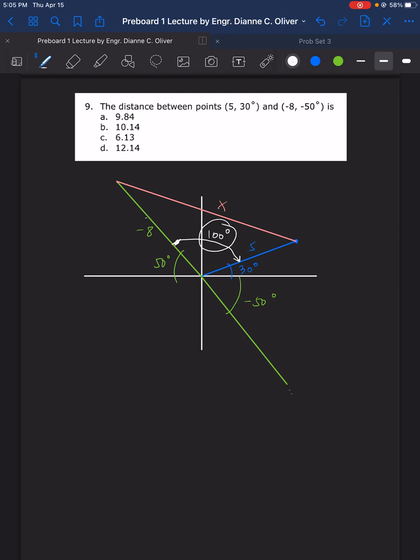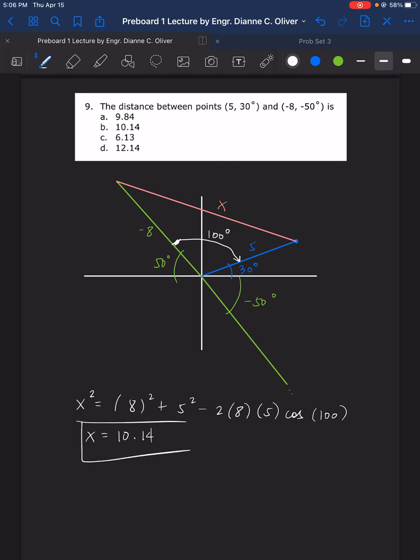Given the angle, given the adjacent sides, missing the opposite side, what can we use? Cosine law. So the missing side squared equals the adjacent sides, 8. Oh, it should be positive 8. So we have x squared equals 8 squared plus 5 squared minus 2 times 8 times 5 cosine of 100. So the answer for x here is 10.14 units. The answer here is letter B, 10.14 units.